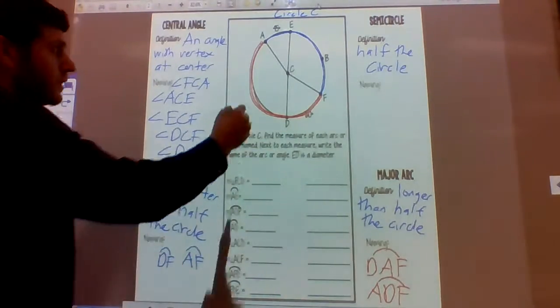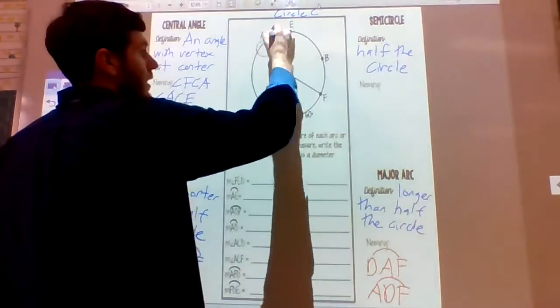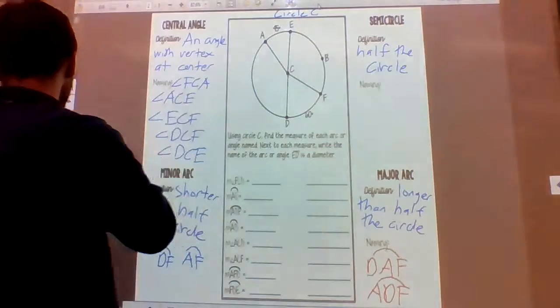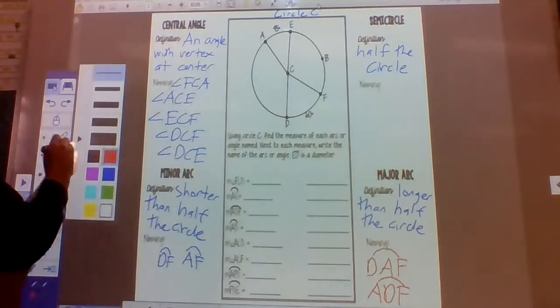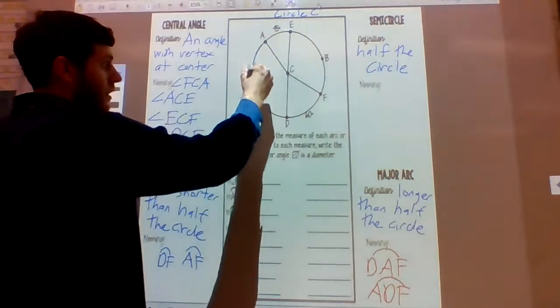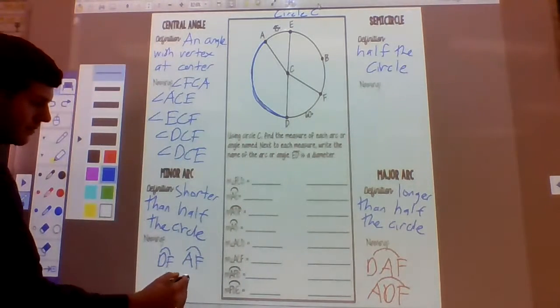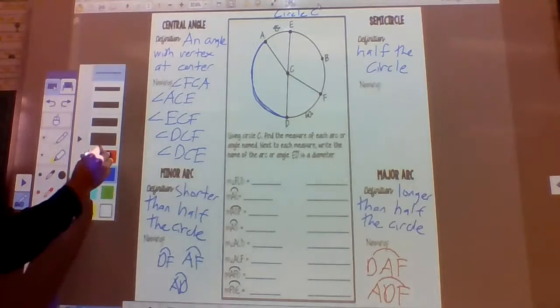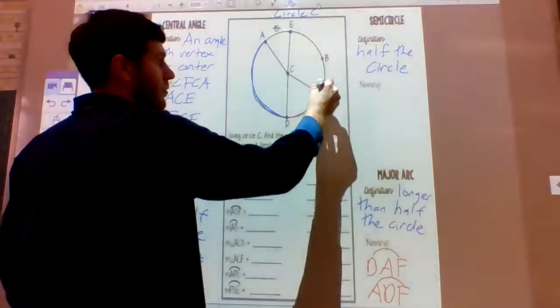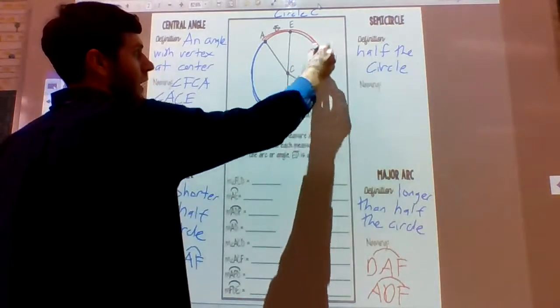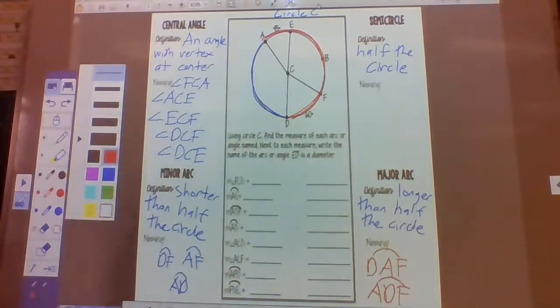Okay, and we can do one more example. AD, for example. So AD would be our minor arc. It's less than half the circle, so we say AD. Okay. The major arc is the longer path around. Since it's the longer path, it's greater than half the circle. It's greater than 180, really, because half a circle is going to be 180 degrees.